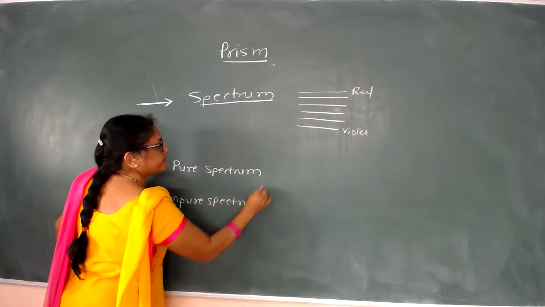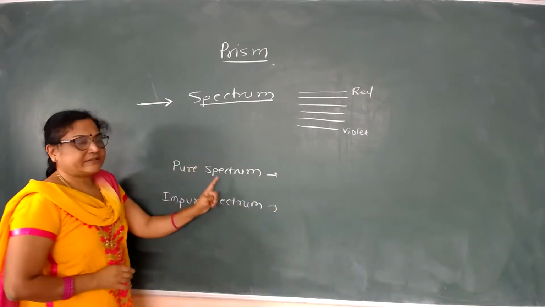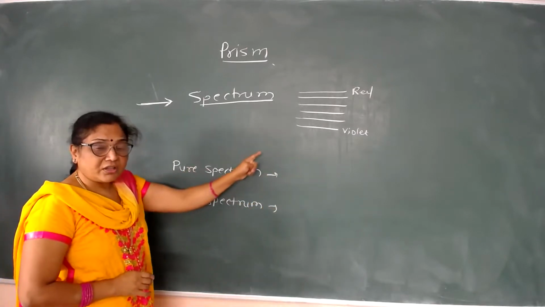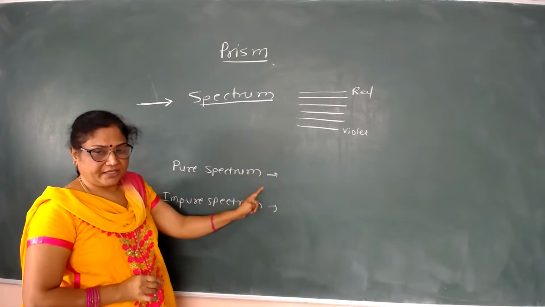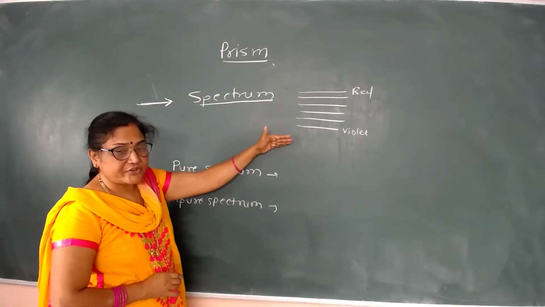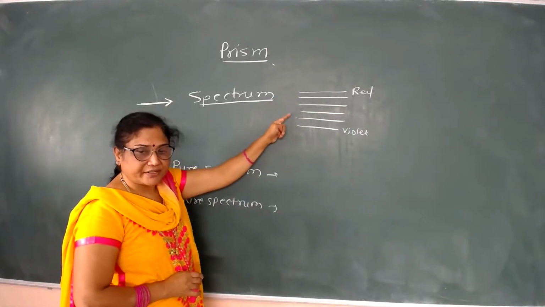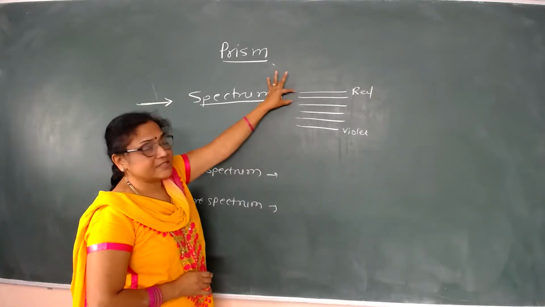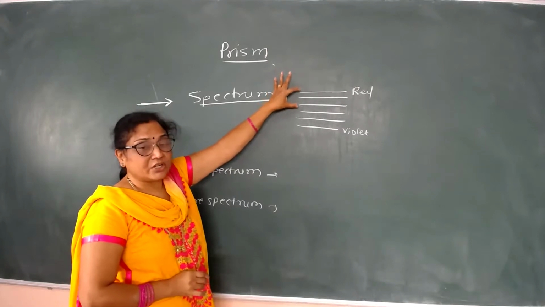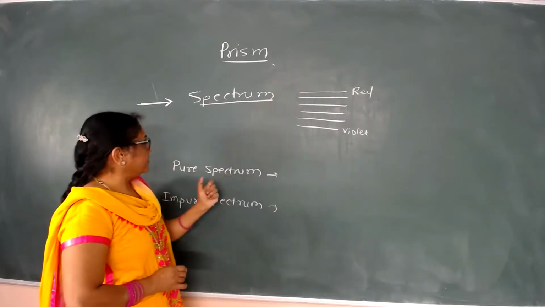A pure spectrum is one in which all the colors are arranged separately. That means red separate, orange separate, yellow separate, green separate. It means there is a distance found between the two colors, and that is known as a pure spectrum.